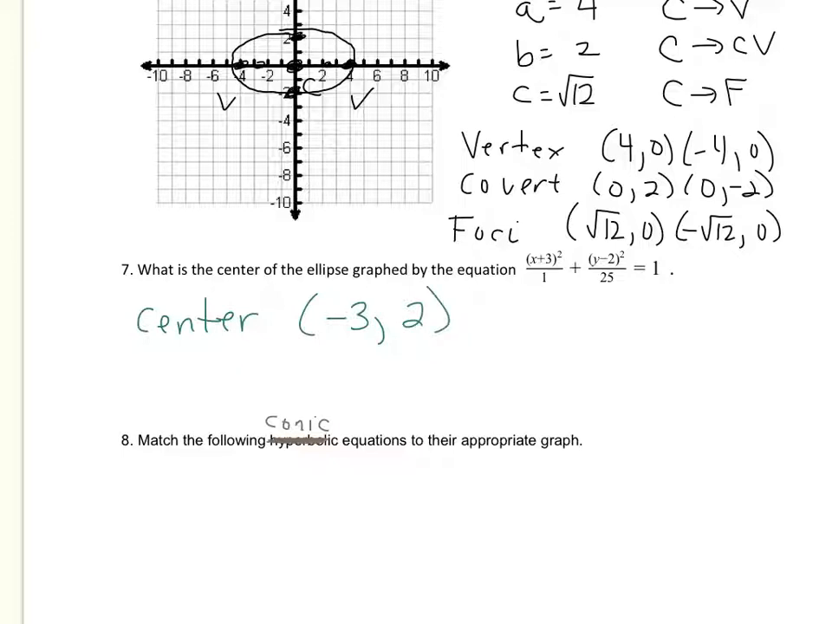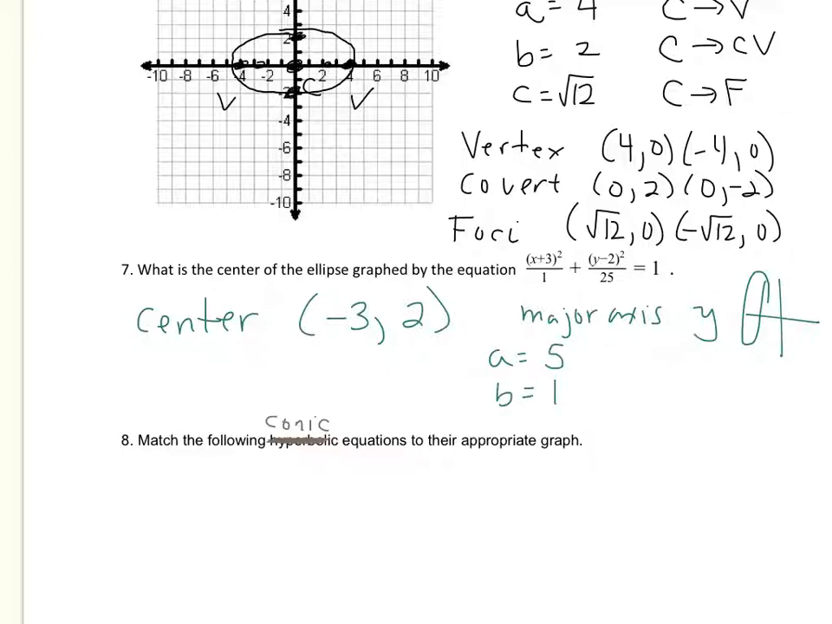There's lots of other information we could get from this ellipse. For example, the major axis is the y-axis. Along the y-axis it would be up and down, longer up and down, because the bigger number is under y minus 2. It would look something like this, longer, because we have that center over at negative 3, 2. We also know A would be 5, because A is always the bigger one.